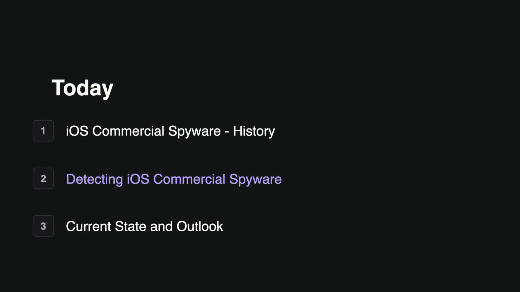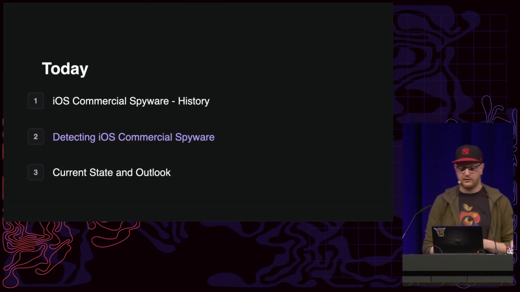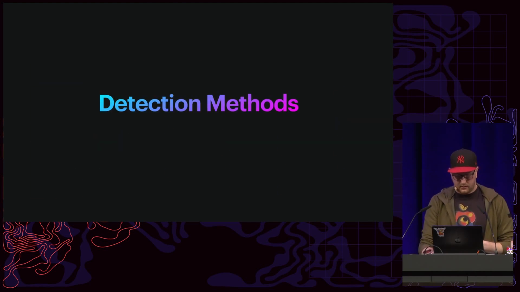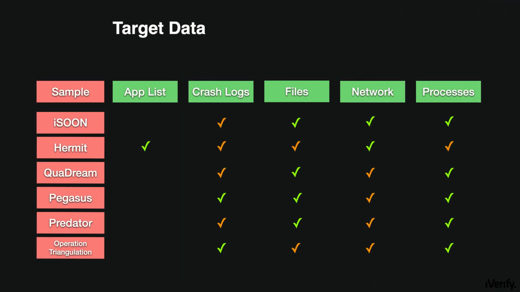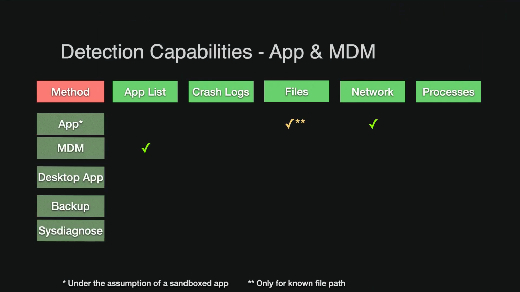Okay, let's talk about how this commercial spyware was actually detected. Once again, this is the target data that we want to look at. Let's start by talking first about what you can do with an iOS app that is running on a device. Frankly, you can't do anything at all. The only thing that you can actually reliably do is check if there is a specific file at a specific file path, if you know the exact fully qualified path of that file.